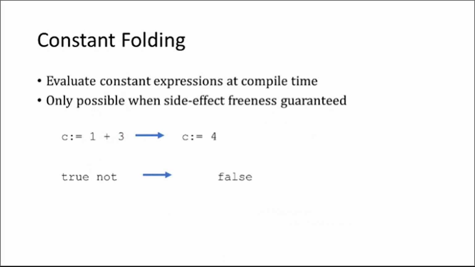Constant folding. We can evaluate the constant expression at compile time itself. Sometimes in our coding we write C is equal to 1 plus 3. That means 1 plus 3, the result is 4, can be computed at compile time itself.